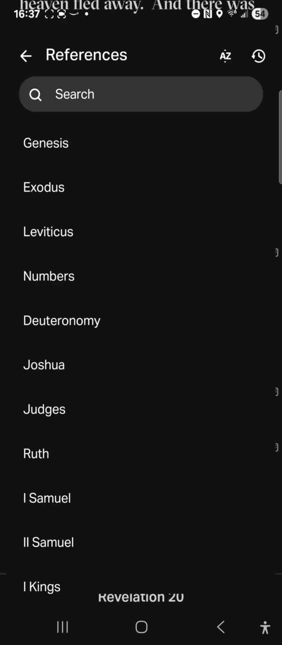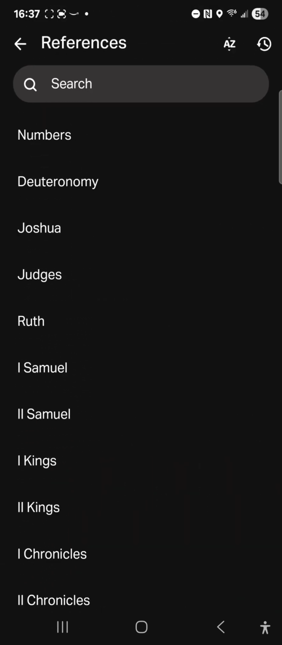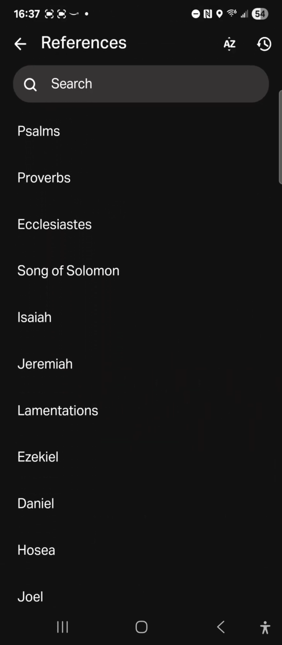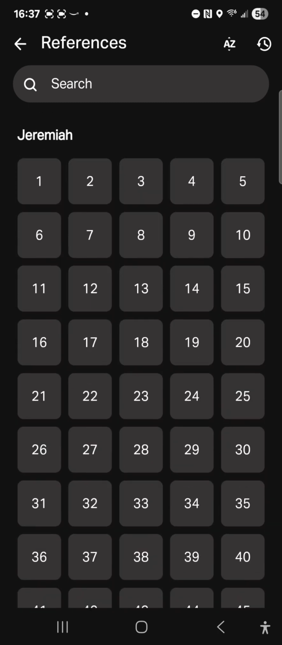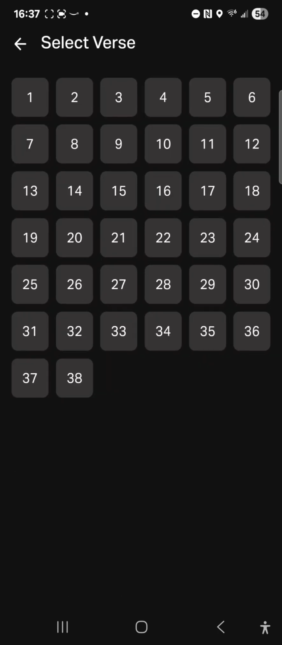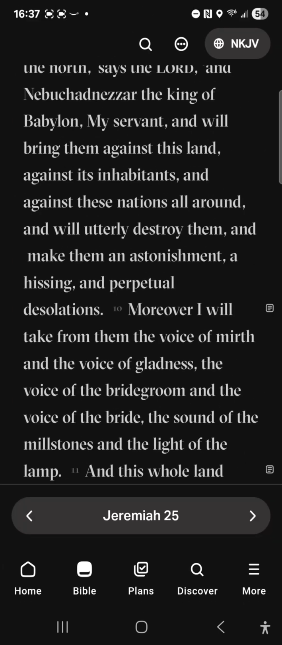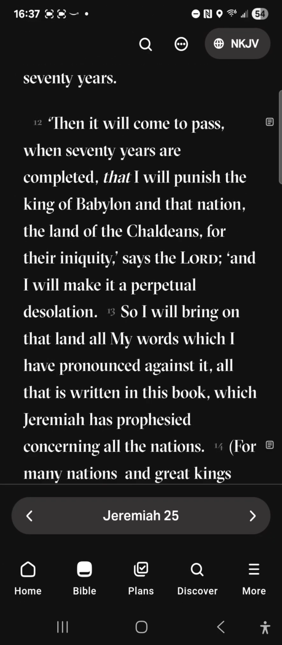So, going back to Jeremiah 25. Where was I in 25? I think somewhere around verse 12. So when you go back and you read that again, and you just see, then it will come to pass when 70 years are completed that I will punish the king of Babylon and that nation, the land of the Chaldeans, for their iniquity, says Yahuah, and I will make it a perpetual desolation.